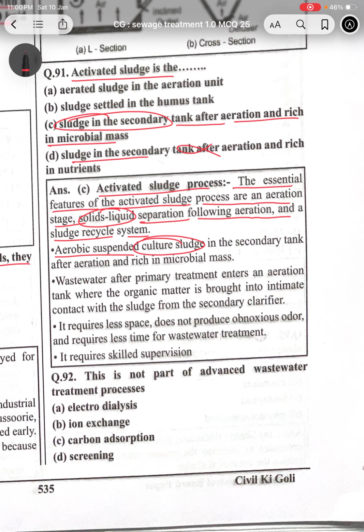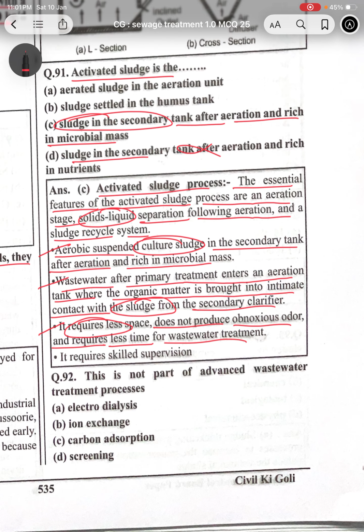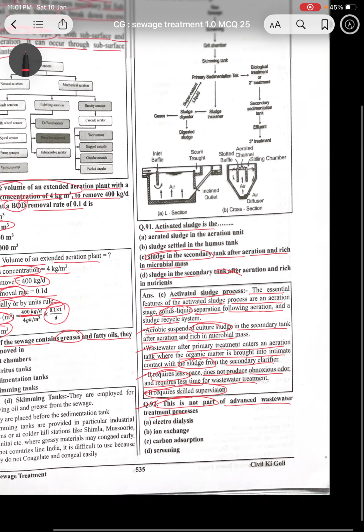Aerobic suspended culture sludge is from the secondary tank after aeration, rich in microbial masses. The wastewater after primary treatment enters an aeration tank where the organic matter is brought into intimate contact with the sludge from the secondary clarifiers. It requires less space, does not produce obnoxious odor, and requires less time for wastewater treatment. It requires skilled supervision.